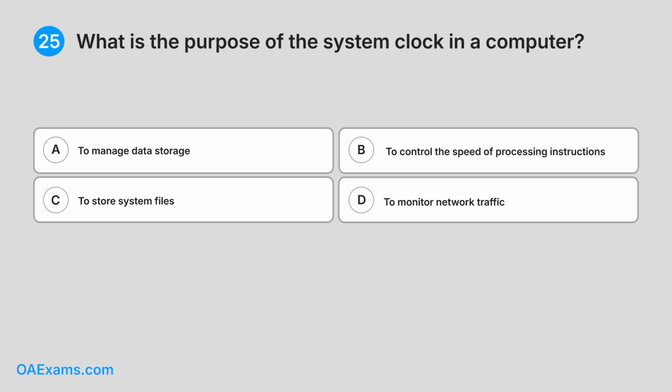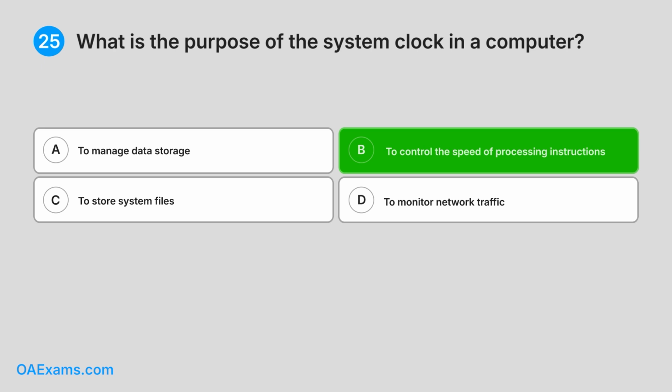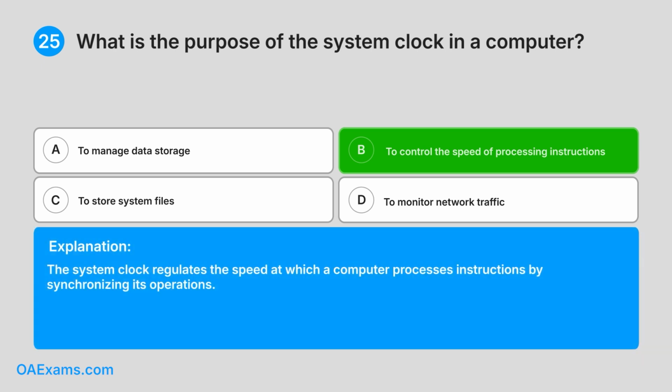25. What is the purpose of the system clock in a computer? A. To manage data storage. B. To control the speed of processing instructions. C. To store system files. D. To monitor network traffic. Can you guess the answer? Correct answer: B. To control the speed of processing instructions. Explanation: The system clock regulates the speed at which a computer processes instructions by synchronizing its operations.